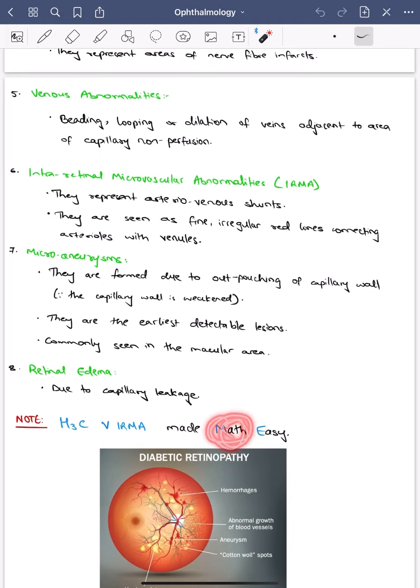Made maths easy. M for microaneurysms. Now, these are the earliest detectable lesions, and they are due to the outpouching of the capillary wall. And E for retinal edema.